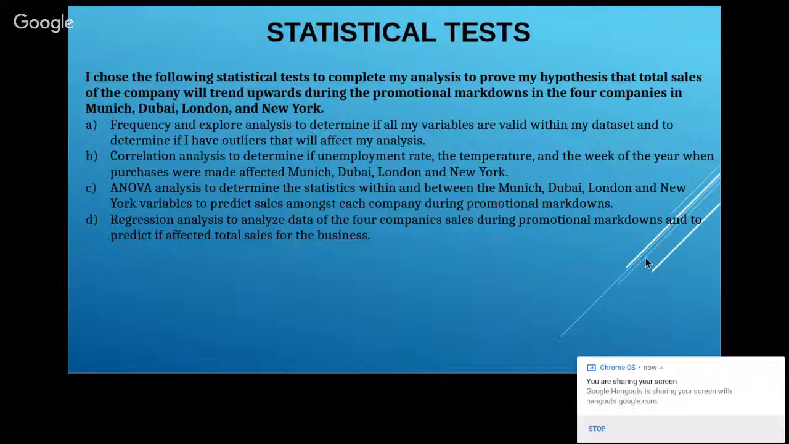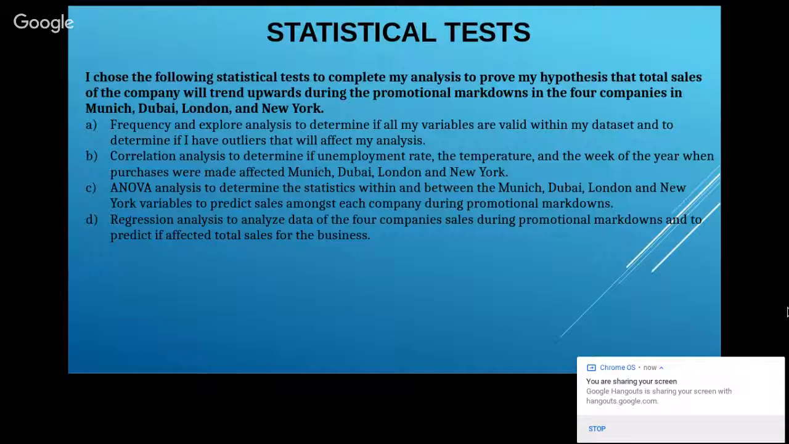In order to prove this hypothesis, I'm going to do a frequency and explore analysis to determine if my variables are valid within my data set and determine if I have any outliers that will affect my analysis. I will then do a correlation analysis to determine if unemployment rates, the temperature, and the week of the year when purchases were made affected these four locations.